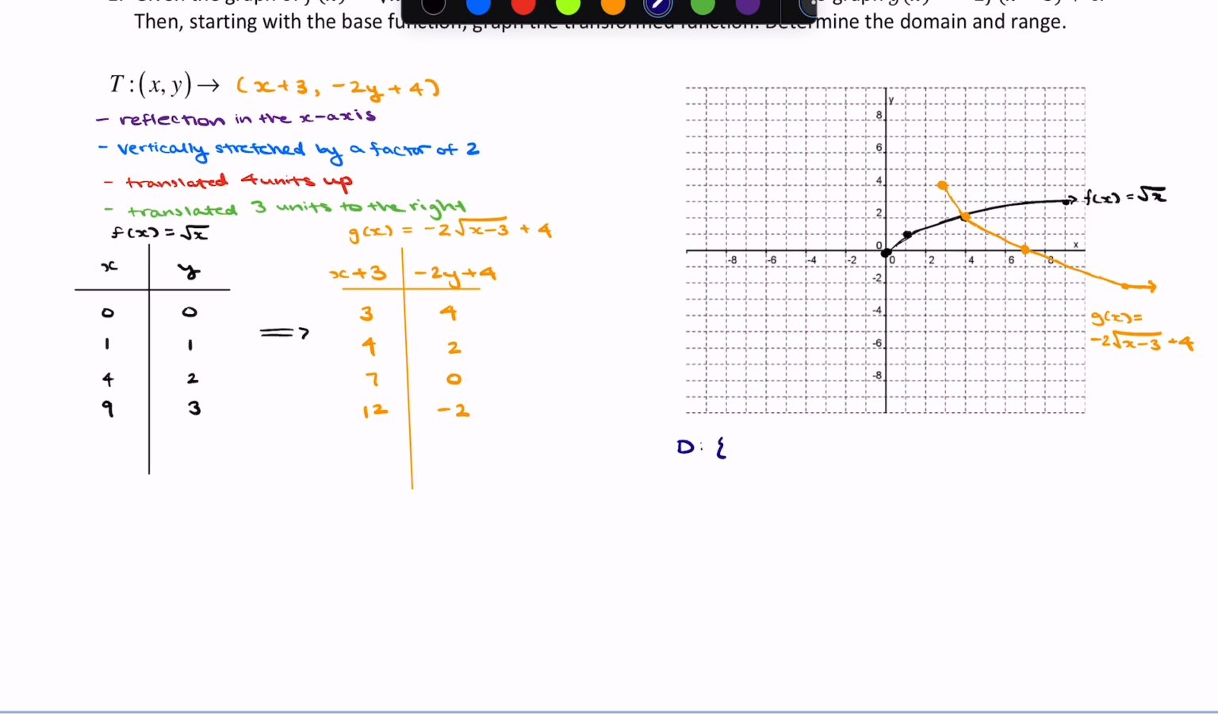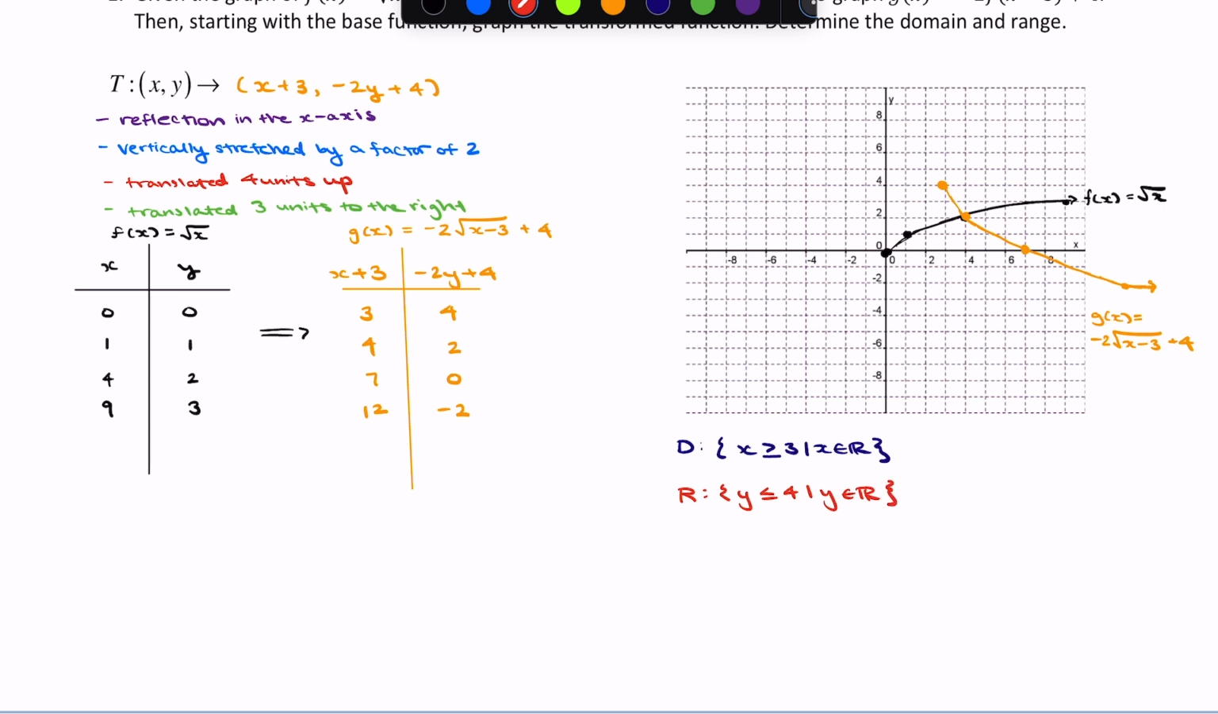We see for the transform function, x has to be greater or equal to 3. X is an element of real numbers. And our range, y has to be less than or equal to 4. And y is an element of real numbers.